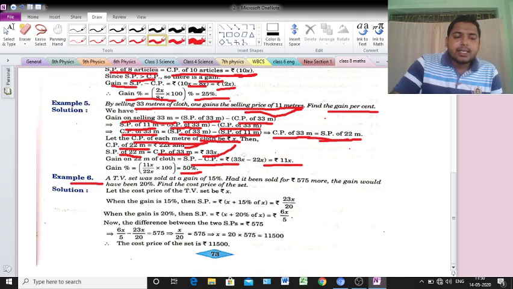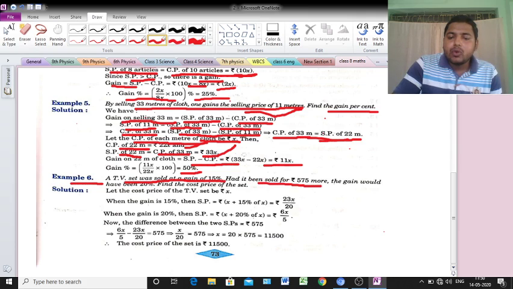Next, example 6. A TV set was sold at a gain of 15%. Had it been sold for rupees 575 more, the gain would have been 20%. Find the cost price of the set.